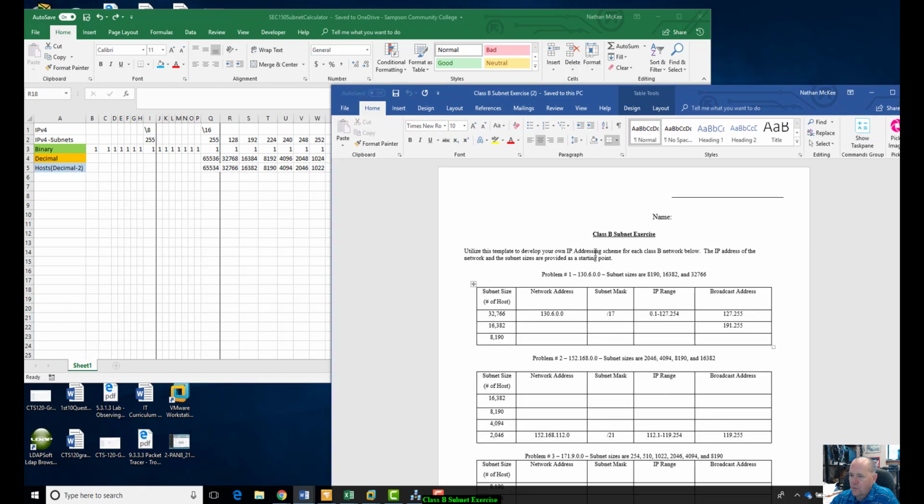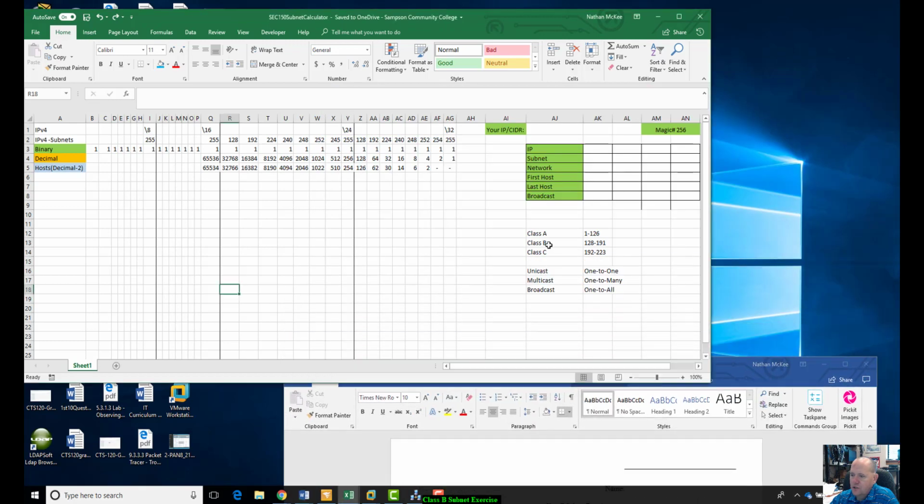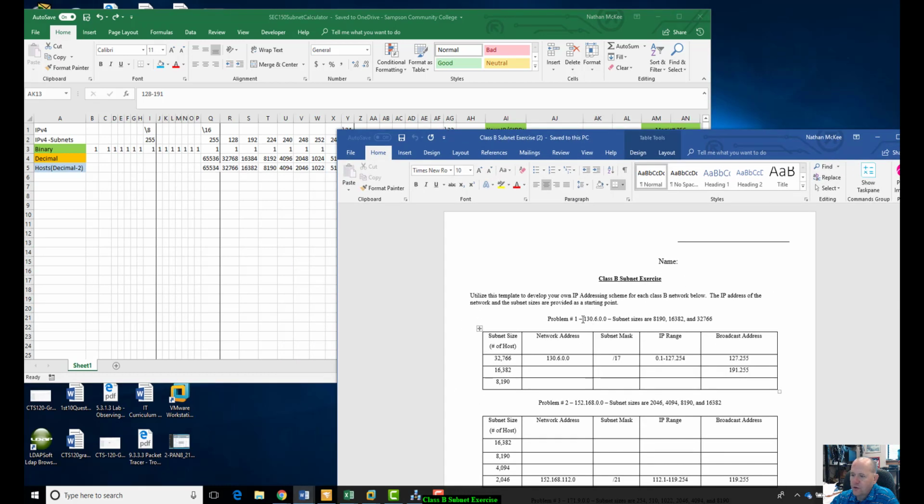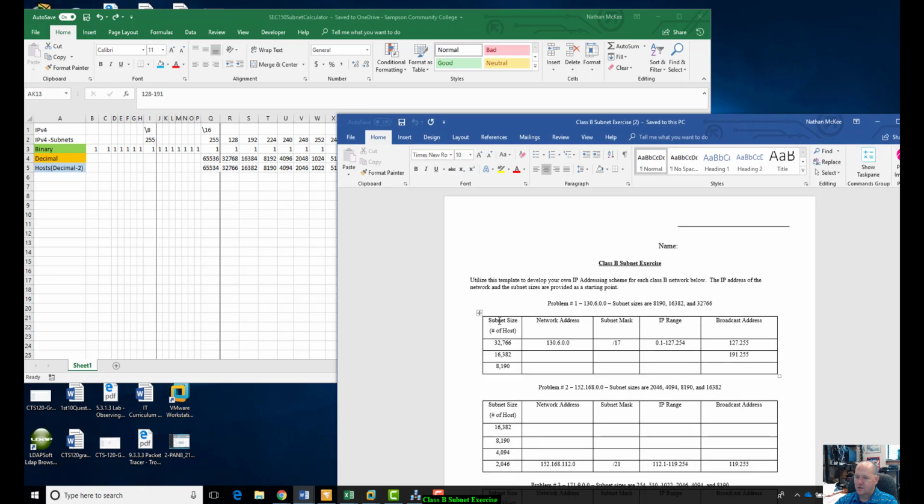All right, so first thing we want to do, and we know a Class B address. Now I've put a little cheat sheet right here, this is the subnet calculator. Class B, the first octet is 128 to 191. So 130 is a Class B address. We're using the 130.6.0.0 network, and subnet sizes are these three: 8190, 16382, and 32766. The subnet size shows you the number of hosts. Remember, this is the number of hosts plus a network address and a broadcast address, which gives you the total number of slots in that network.